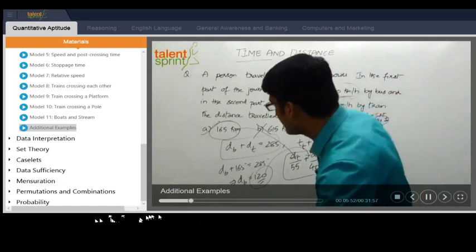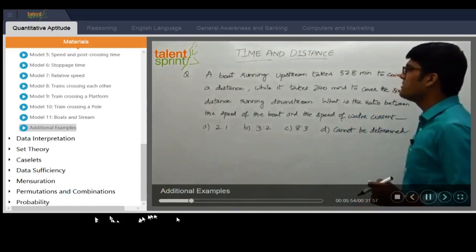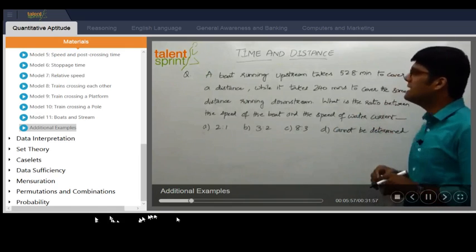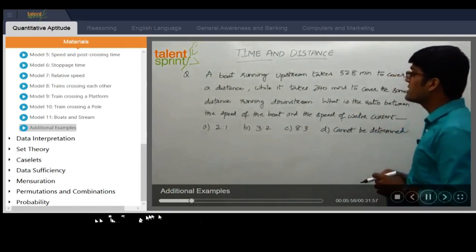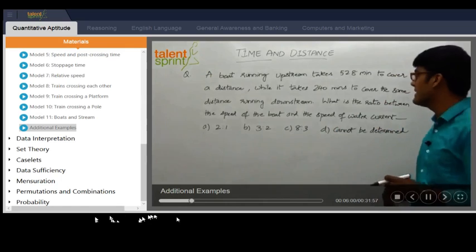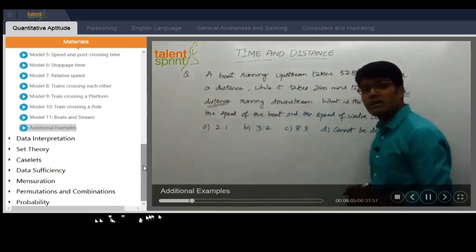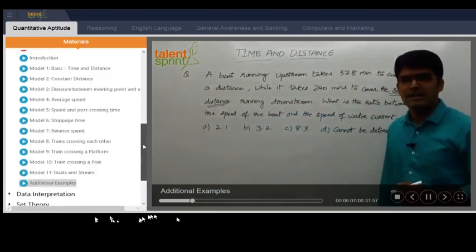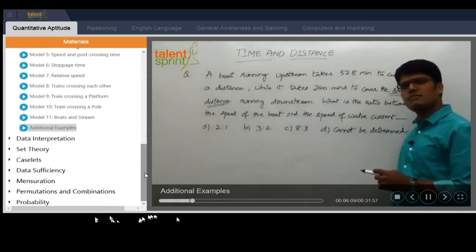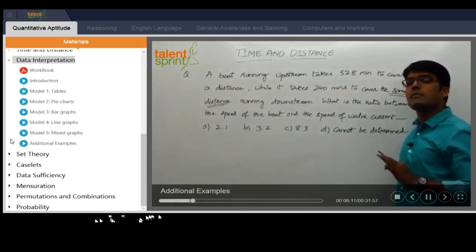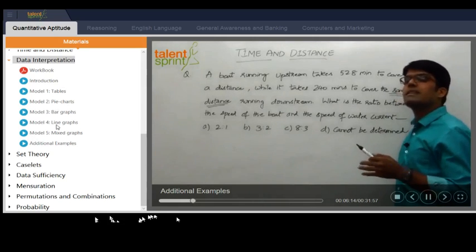Let's now look at the second question. What does it say? A boat running upstream takes 528 minutes to cover a distance, while it takes 240 minutes to cover the same distance running downstream. Now the most important part of the question here is that the boat covers the same distance upstream and downstream. In fact, not just for this question, many questions from time and distance are based on the concept where the distance covered is same in the two cases.